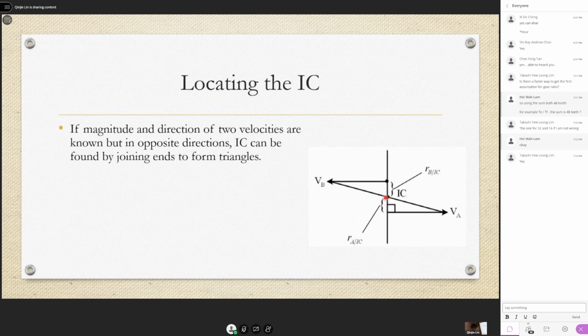Okay. So these few slides show the characteristic of this IC. IC means instantaneous center of zero velocity.